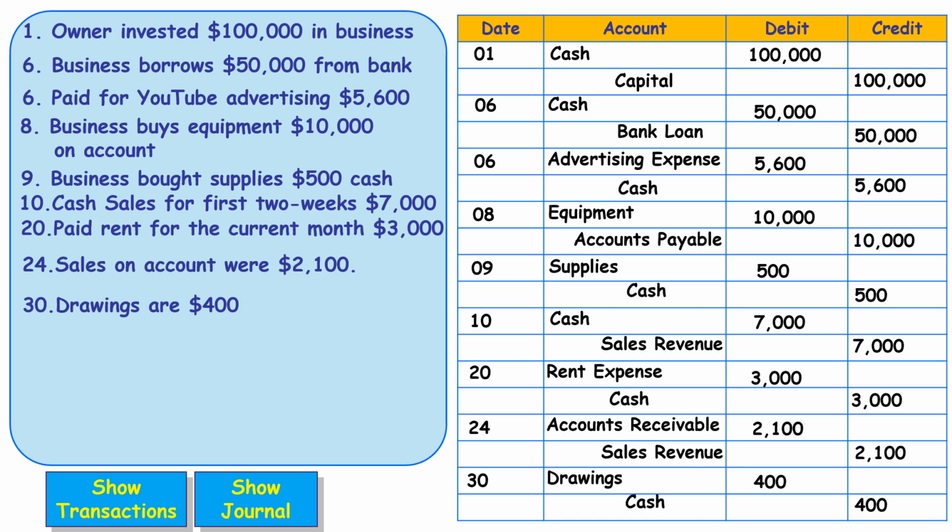So this is how we keep track of what happens in the business, the first step in accounting, which we call a journal. Rewatch this video again and again so that you understand how the journal entries work.